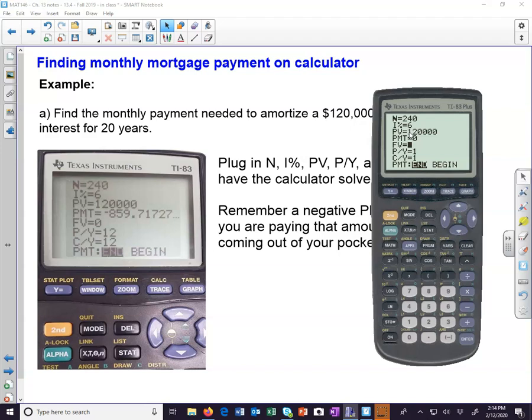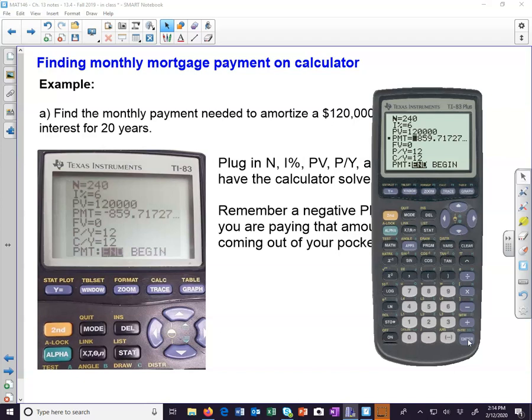And the trick to being able to get this to work out is that you want the future value to be 0, because after these 20 years, we're not going to owe anything else. It's going to be done. And so the future value of the loan will be 0. And then almost always these are going to be 12 because we're usually making monthly payments. So then go back up to the payment area and do alpha, enter, and then you get your monthly payment, $859.72, which is the same thing we got when using the chart.